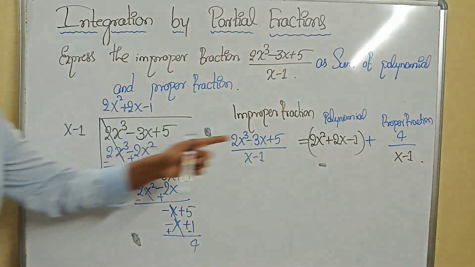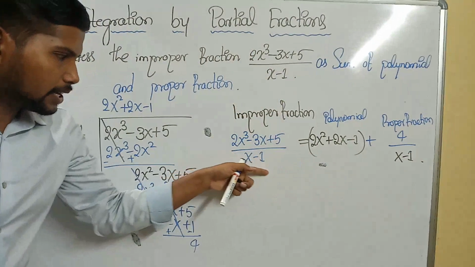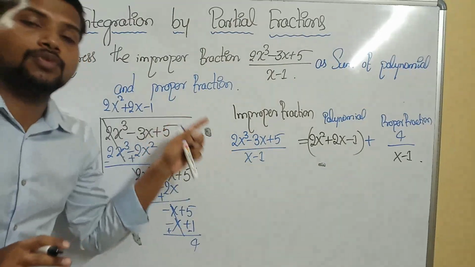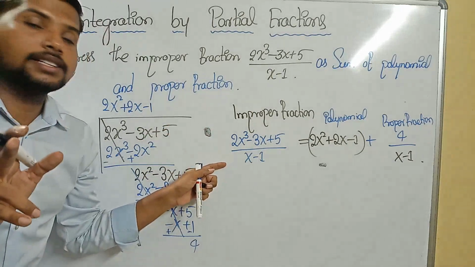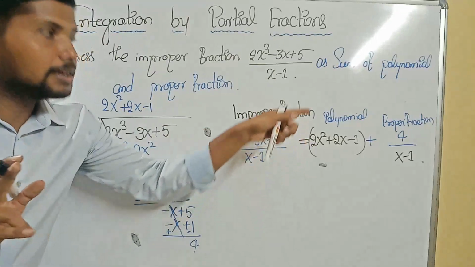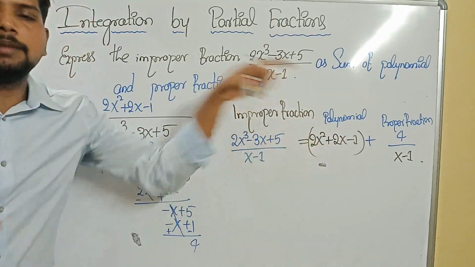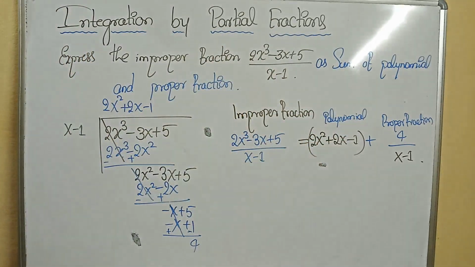Whenever you simplify the right part, definitely you'll get the left part. Every improper fraction can be converted into a proper fraction. How? It is a sum of a polynomial plus a proper fraction. Got the point clearly?